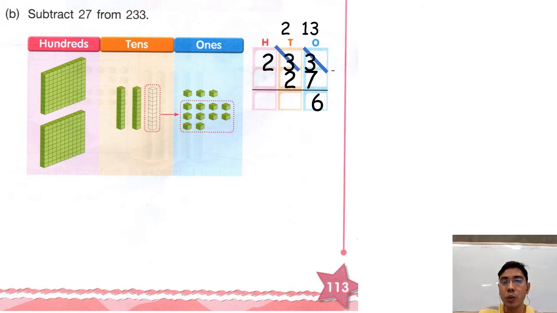Now, 2 take away 2 is easy. 2 take away 2 is 0. And bring down 2 because the blank below is empty. So the answer is 206. So fast. We can go to the next page.